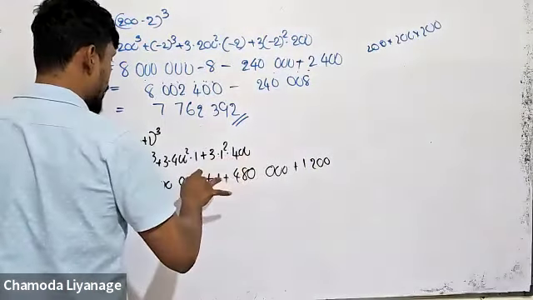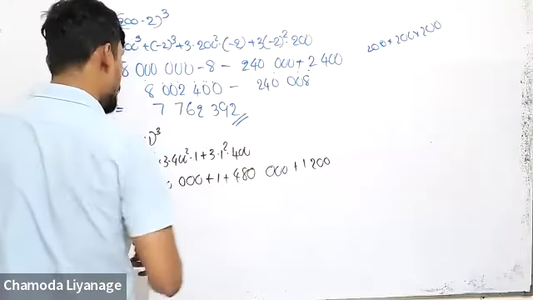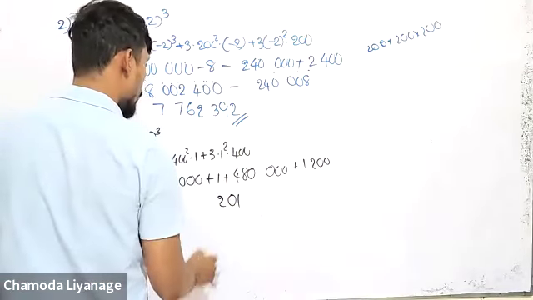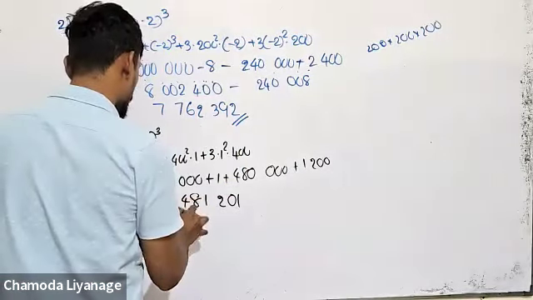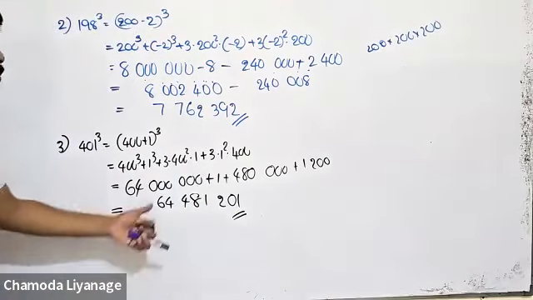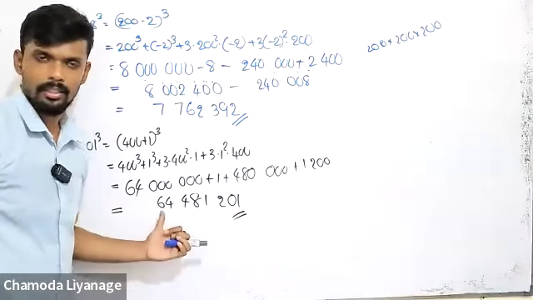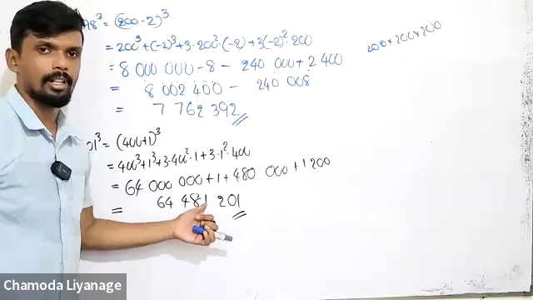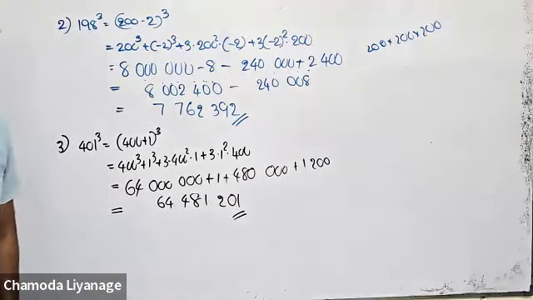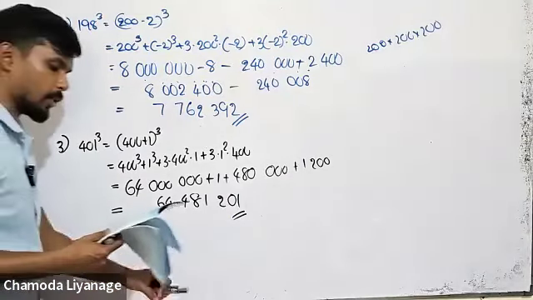And now we have to add. All the values are positive, so we can add them. 64,481,201. So this is the answer for the third one. So you can try the fourth one at home.